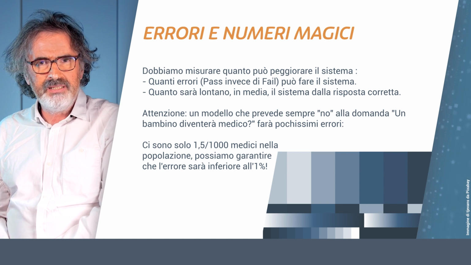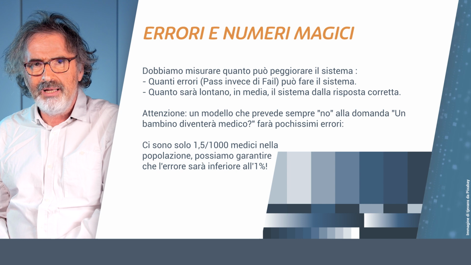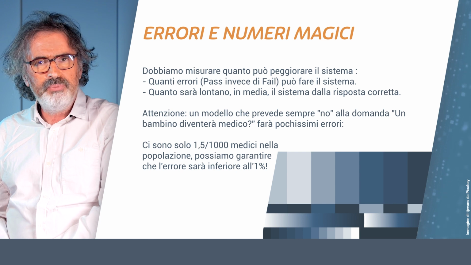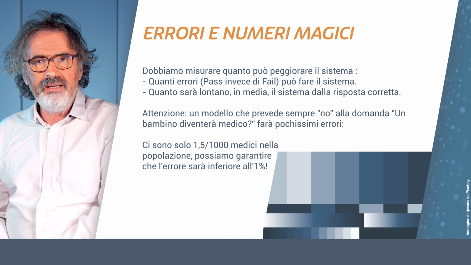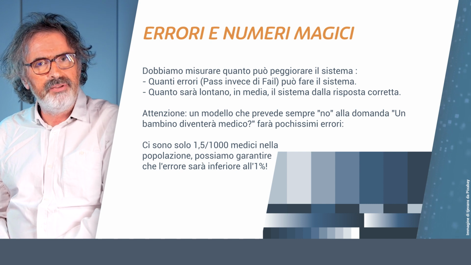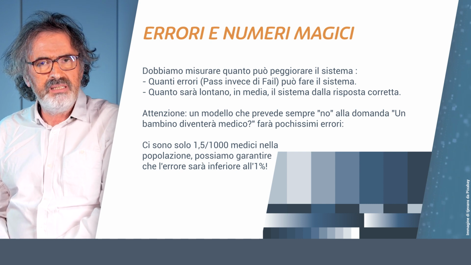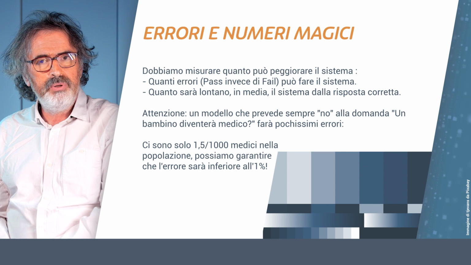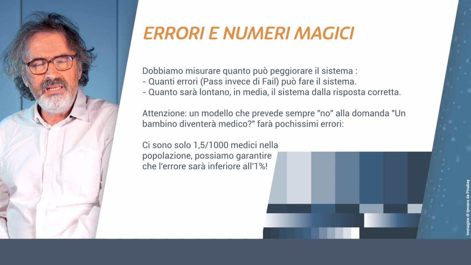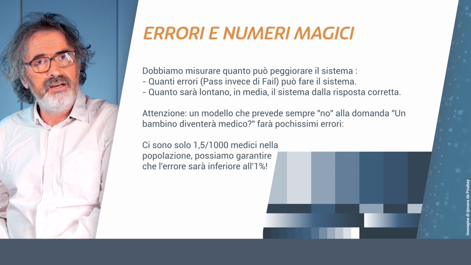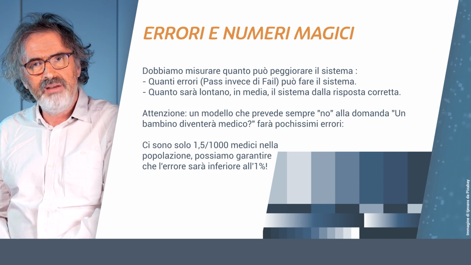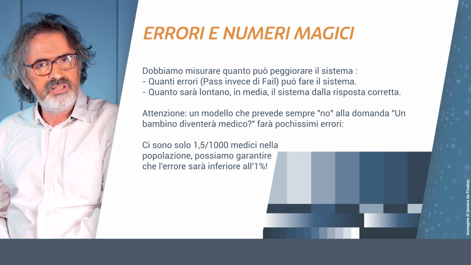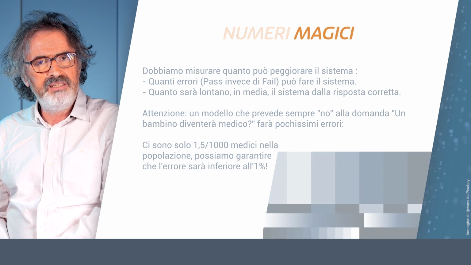Let's just have an extreme example. Suppose I want to predict if a child is going to be a doctor or not. Then a system that will always inevitably predict no will actually be very good under the criterion of the magic numbers, because it is supposed that in the population of a Western country, there are on average 1.5 doctors per 1,000 inhabitants, which really means that there is much less than 1% error for a system that predicts that nobody will ever become a doctor. This, of course, is addressed by people working in machine learning, but it is not always easy to read.